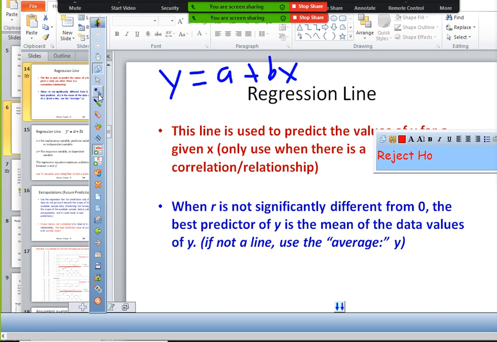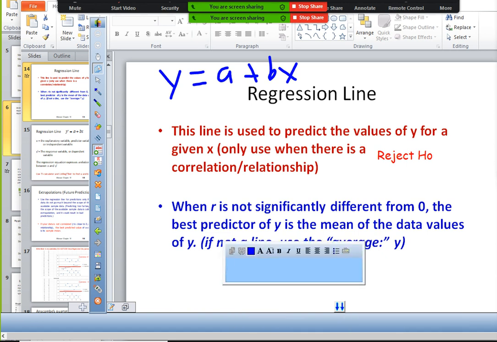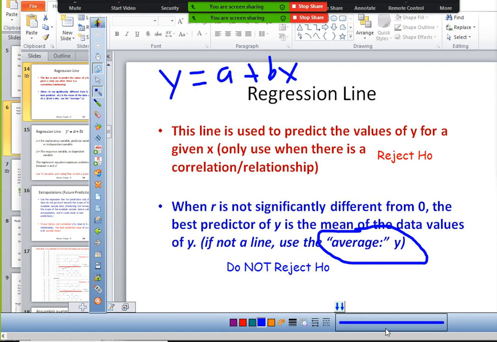Otherwise, if you're not rejecting H naught, down here at the bottom, do not reject H naught, then that's when R is not significantly different from 0. Then you would just use Y bar, the average. If it's not a line, then you just use the average Y. That's correct. This is not ANOVA. This is linear correlation, chapter 10.